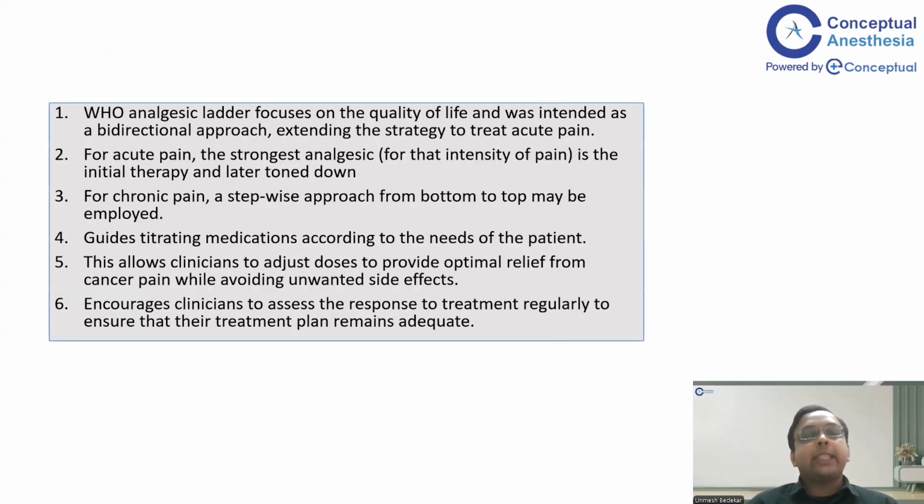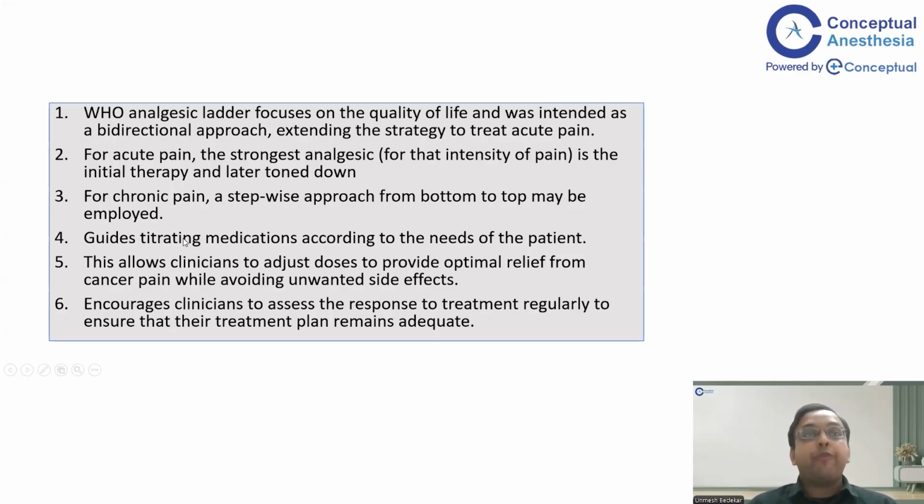The WHO analgesic ladder focuses on the quality of life and was intended as a bidirectional approach, extending the strategy to treat acute pain. For acute pain, the strongest analgesic for that intensity of pain is the initial therapy and then later toned down. For chronic pain, on the other hand, it is a stepwise approach from the bottom to the top of the step ladder. So it guides titrating medications according to the needs of the patient.